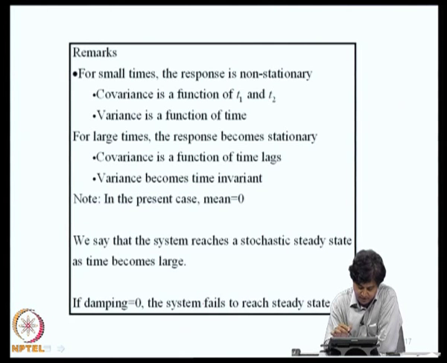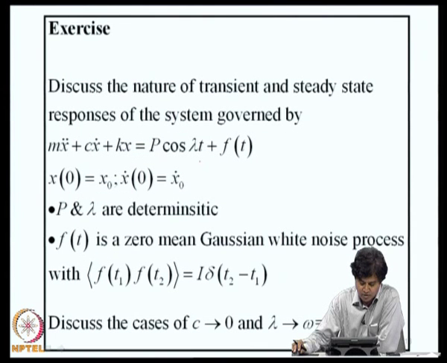This notion of transient state and stochastic steady state is analogous to the notion of periodic steady state and transient states in harmonically driven single degree of freedom systems. If you recall, for small times the response of a single degree of freedom system under harmonic loads will be aperiodic, and as time becomes large the response becomes harmonic with its amplitude and phase becoming independent of time. So, there is an analogy between stochastic steady state and harmonic steady state. So, I leave this as an exercise.